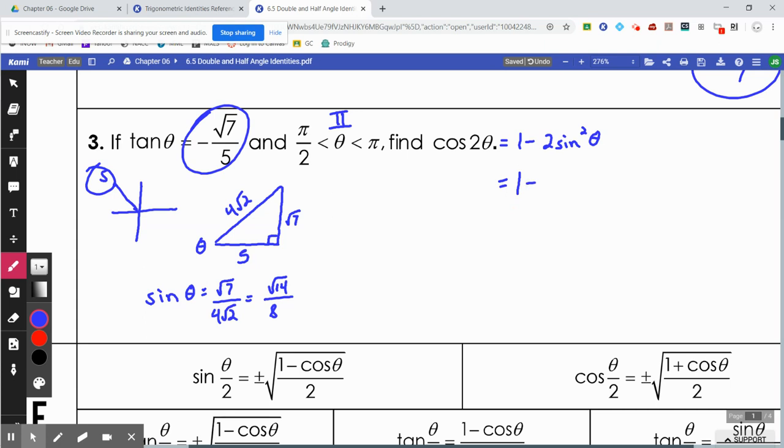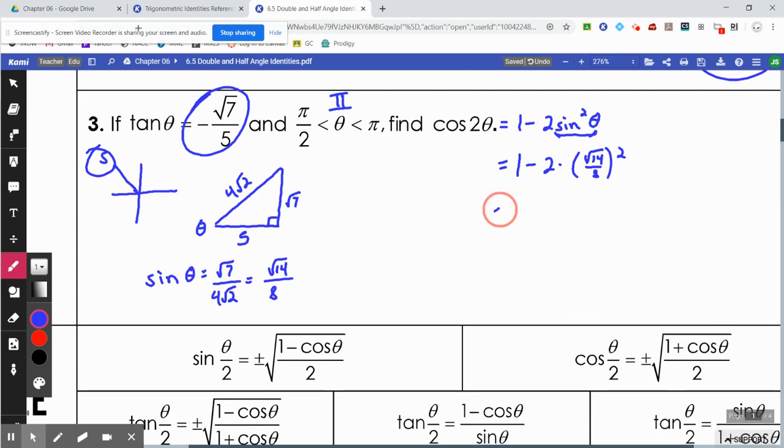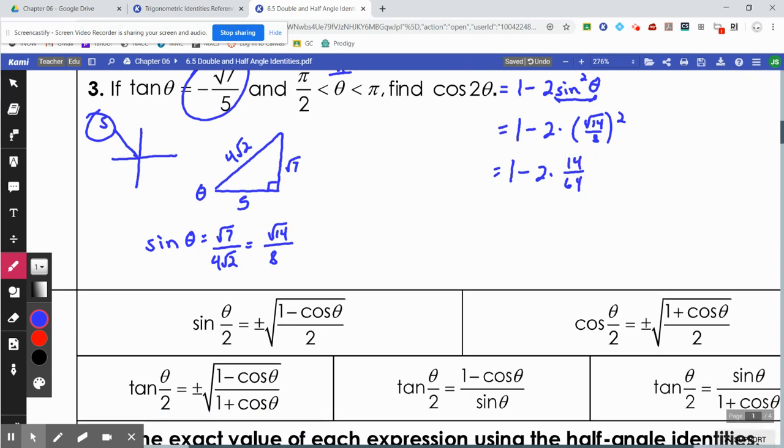We're going to do 1 minus 2 times the sine of theta squared. Well, the sine of theta was √14 over 8, squared. Sine of theta squared. So let's go ahead and clean that up. That'll be 1 minus 2 times 14 over 64. And that will cross cancel and reduce. Let's go ahead and reduce it first. That's going to be 7 over 32. Let's now cross cancel. The 2 and 32 gives me a 1 and 16. So that's 1 minus 7 over 16, which is 9/16.